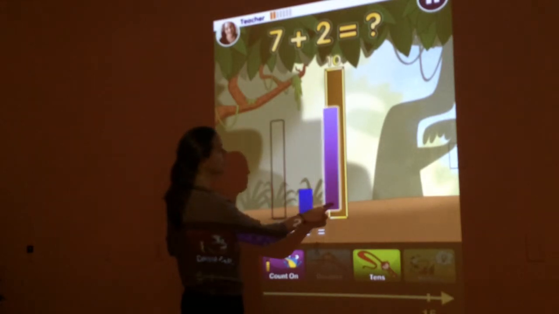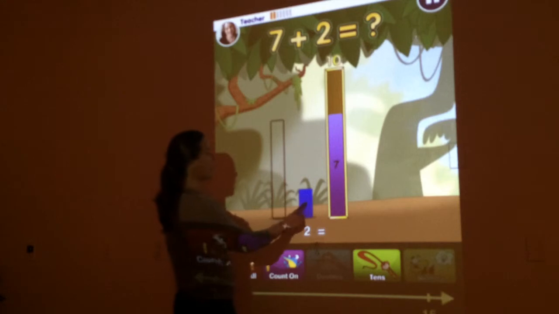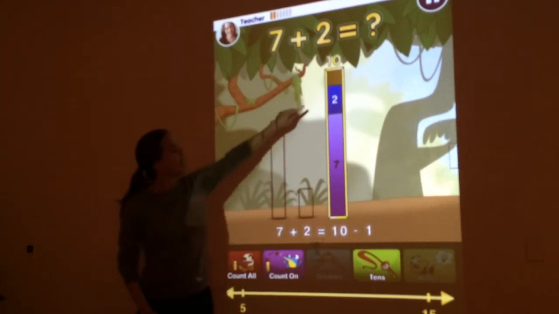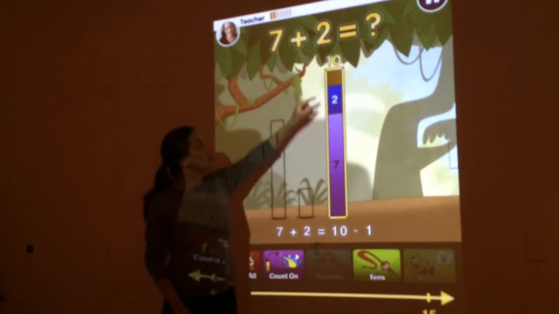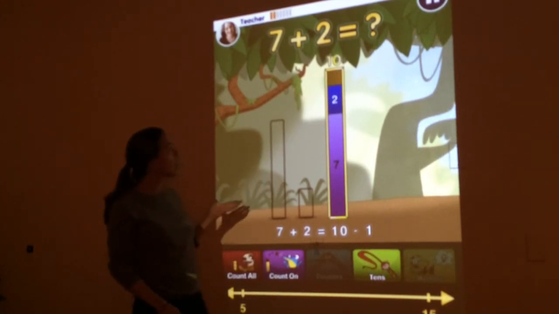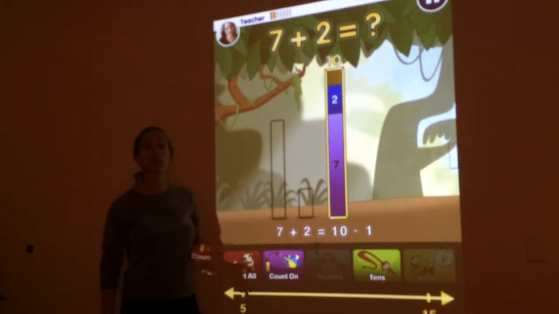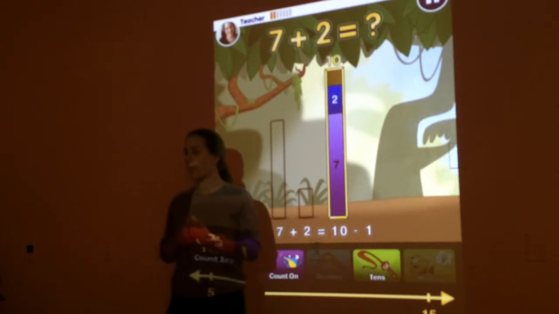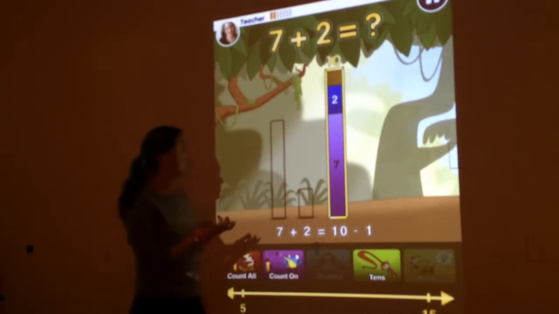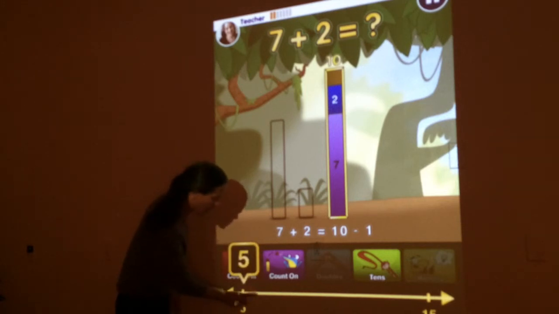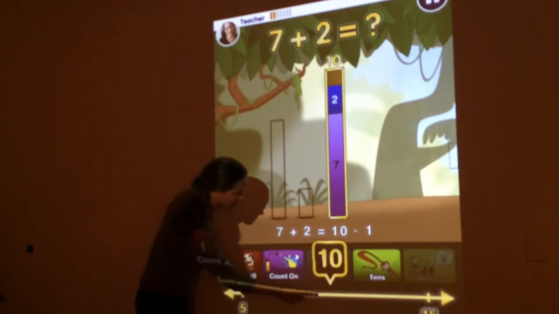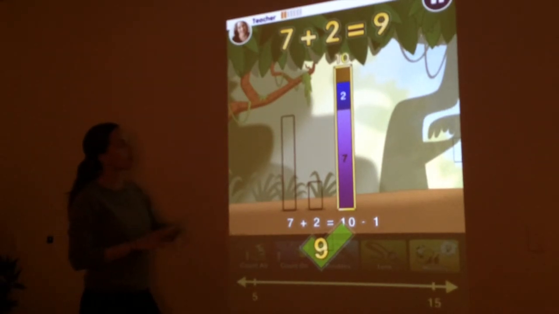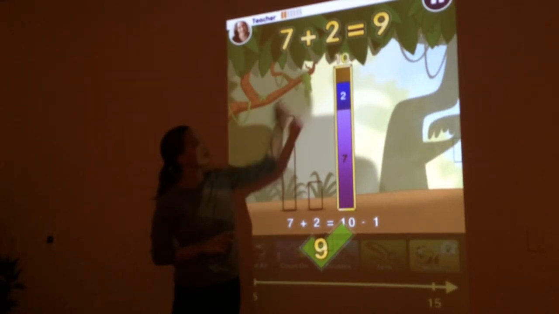Let's move the 7 over. And let's see. I'm going to bring the 2 over and look what happened. It didn't quite fill up the 10, right? Because there's still space for 1 more block. So we know that we can use what we know, that 7 and 3 is 10. 7 and 2 is just 1 less. So what's 1 number less than 10? That's right, it's 9. So we're going to go ahead. We're starting at the 5. And there we go, it's 9. And you can see it left that little space there for you.